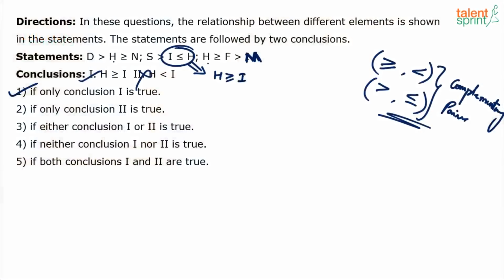Now, some students have this understanding that whenever you have greater than or equal to between H and I and less than between H and I, definitely the answer is either or. Right here, they mark option 3 as the answer, which is incorrect.